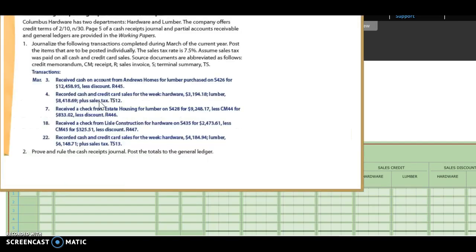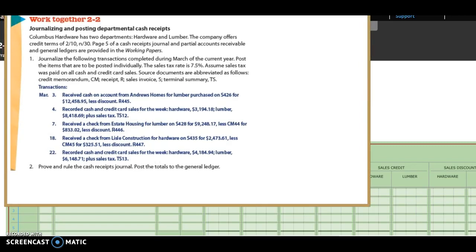So instructions. It tells us that Columbus Hardware has 2 departments, hardware and lumber. The company offers credit terms of 2, 10, and 30. Page 5 of cash receipts journal and partial accounts receivable and general ledgers are provided. Number 1, we need to journalize the following transactions completed during March of the current year.